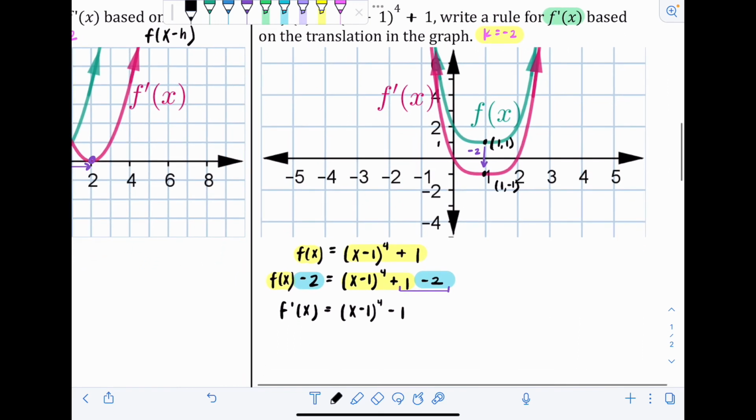And then same thing as one of our horizontal translations, we don't need to multiply (x minus 1) to the fourth all the way out. This is vertex form for a quartic function, technically, so it's fine as is. That's a perfectly good form to leave it in. So f prime of x is equal to (x minus 1) to the 4th power minus 1.